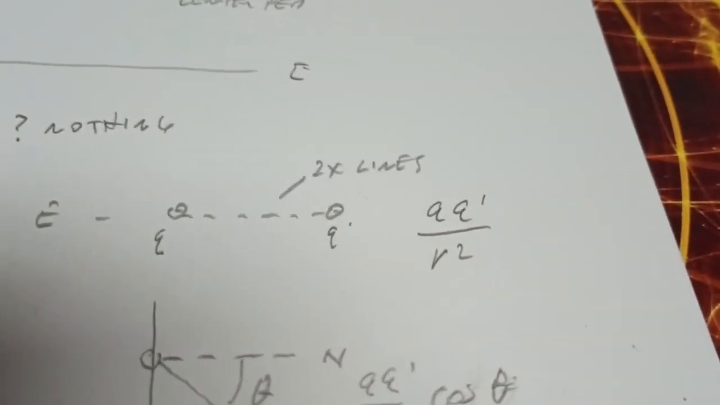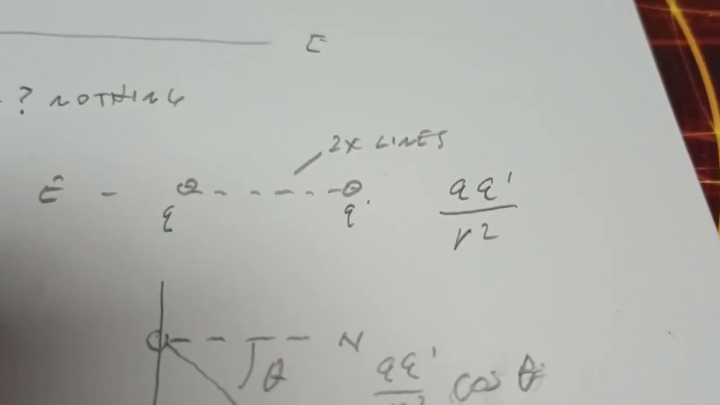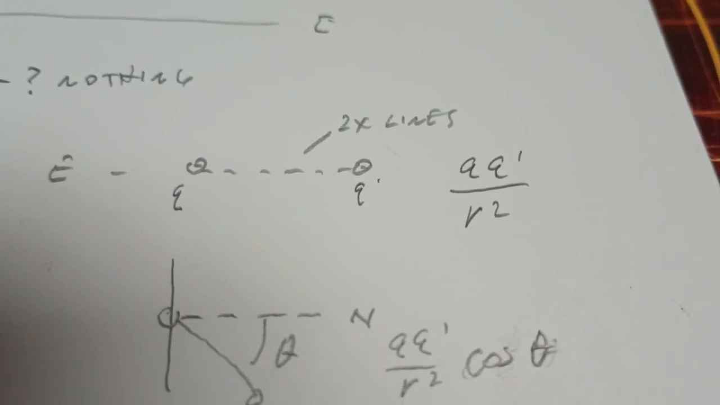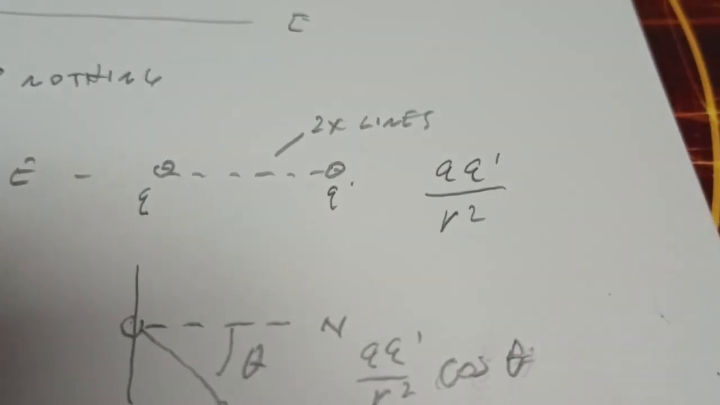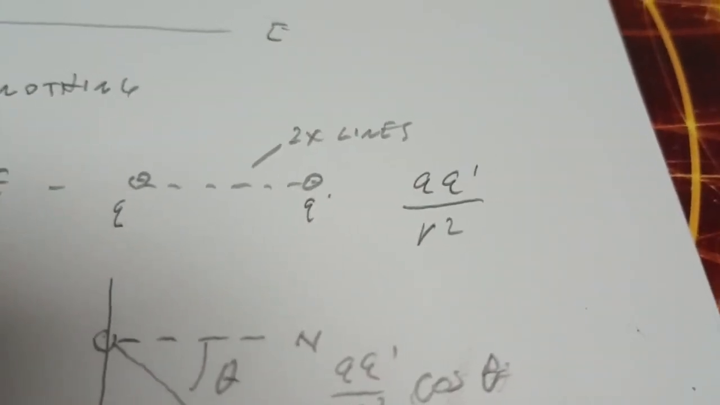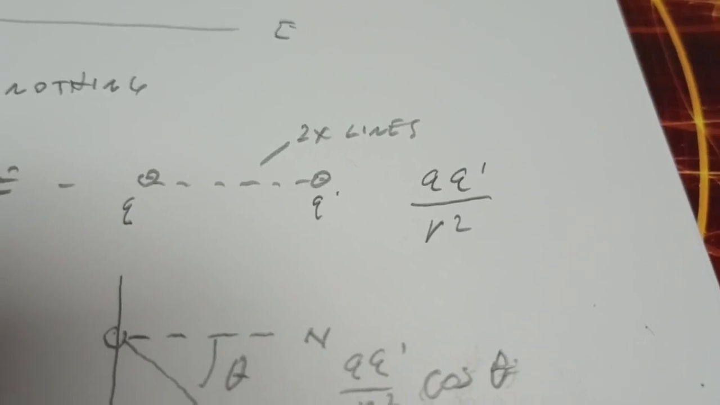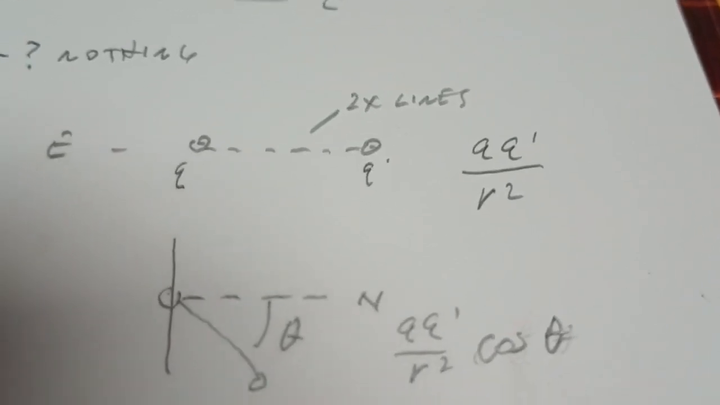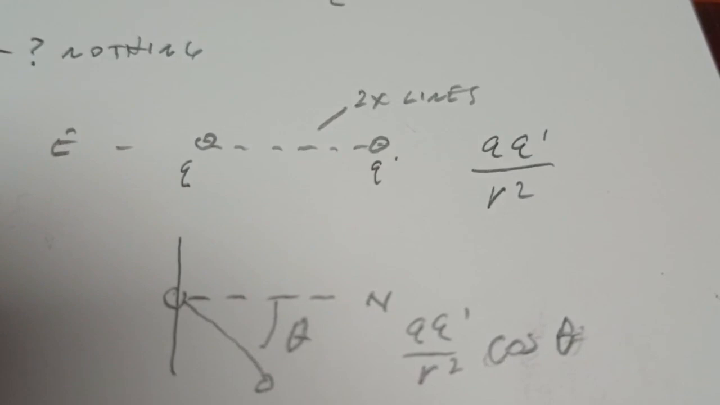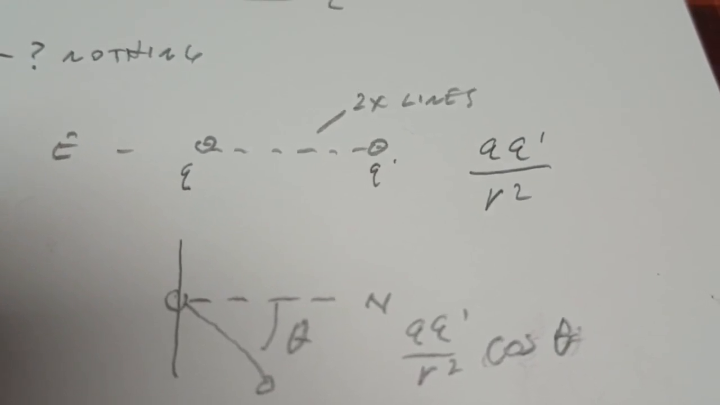There's a basic relationship for an electrical field line. Two charges, Q and Q prime. And the basic relationship is Q times Q prime, which is approximately Q squared over R squared. R is the radius or the distance between the two charges.